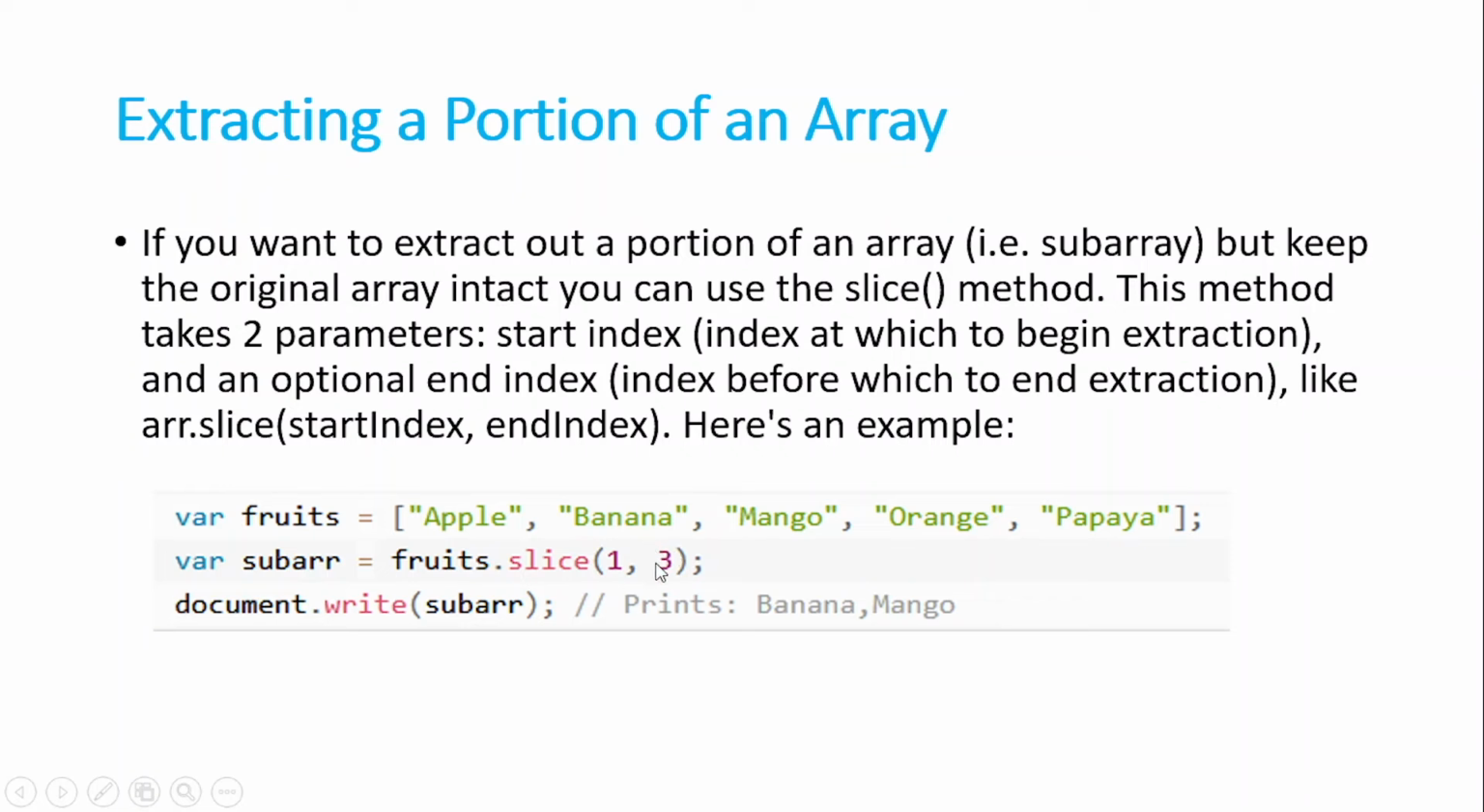So the third index will not be included. 0, 1, 2. So it only gives you the result till 2, not the third index, because the third index is not included. It is excluded when we specify the last index. If you want this orange as well, you can specify 4. So it will give you till the fourth index. Means the fourth index will not be included, but it will give you till orange.